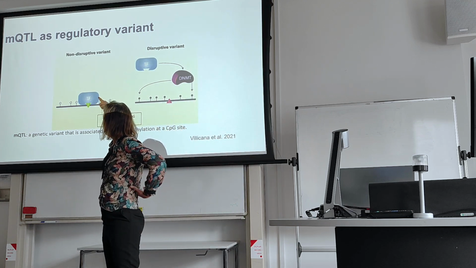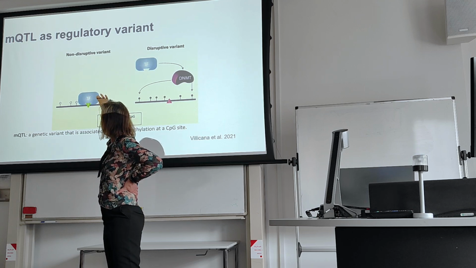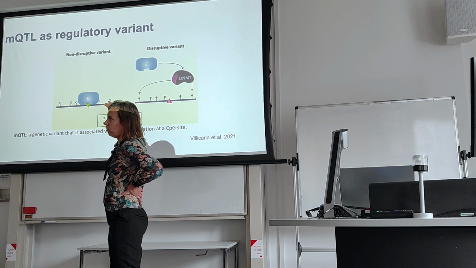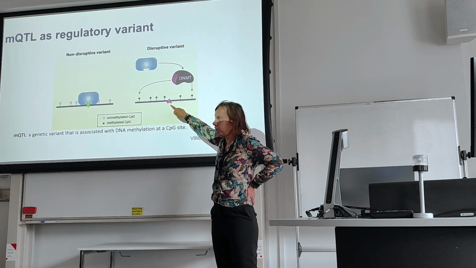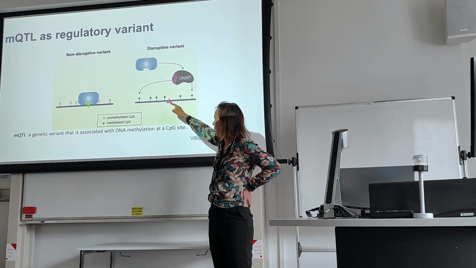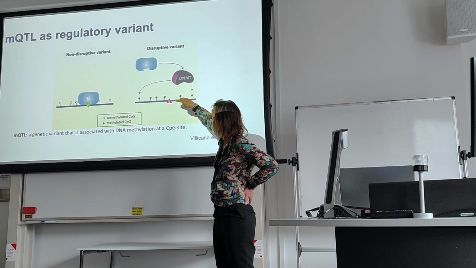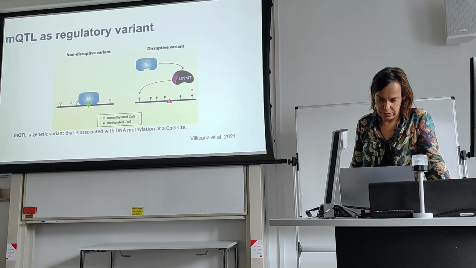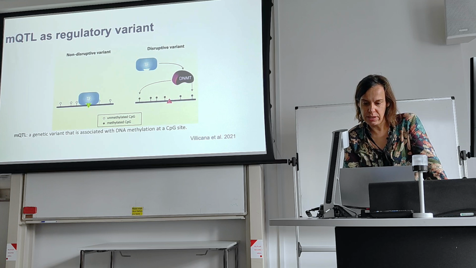If you're carrying, for example, an A allele, so you have this genetic variant, your transcription factor can bind, which makes sure that it gets hypomethylated and there will be gene transcription. On the other hand, if you're carrying a G allele, so another genetic variant, then the transcription factor can't bind, the site gets methylated, and the gene is switched off. So that's why it's important to look at that.